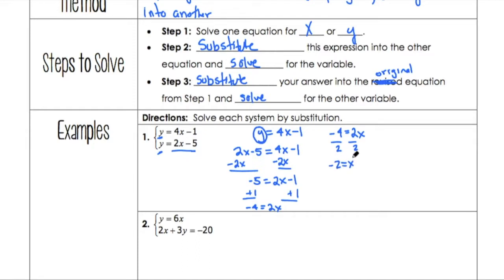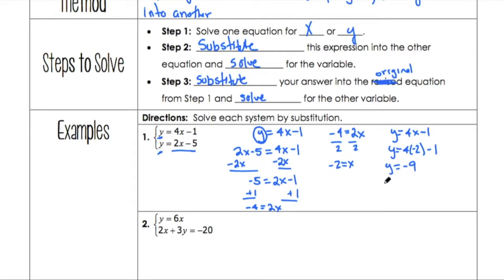Now that's halfway done. We found the x value, but we also need to find the y value that represents the point where these equations intersect. So I'm going to go to the original equation, y equals 4x minus 1. I'm going to plug in my negative 2. So y equals 4 times negative 2 minus 1. 4 times negative 2 is negative 8, minus 1 is negative 9. So that should be my point, negative 2, negative 9.